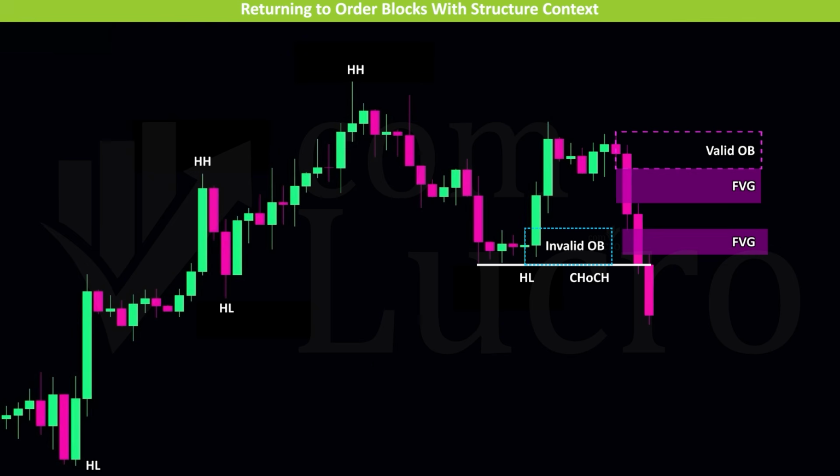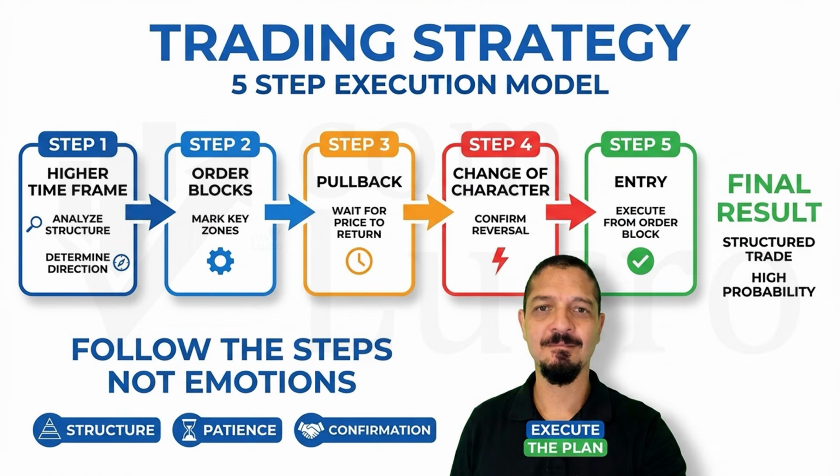Now that we've explained order blocks and market structure, it's time to move on to the actual trading strategy. This strategy operates using 2 time frames, and we've simplified it into 5 clear steps. First, analyze the market structure on the higher time frame to determine the overall direction. Second, mark the key order blocks. Third, wait for price to pull back toward those zones. Fourth, look for a change of character on the lower time frame to confirm the reversal. And finally, execute your entry from the order blocks on that lower time frame.